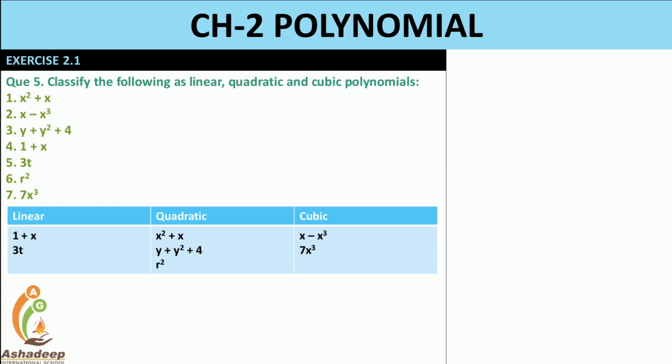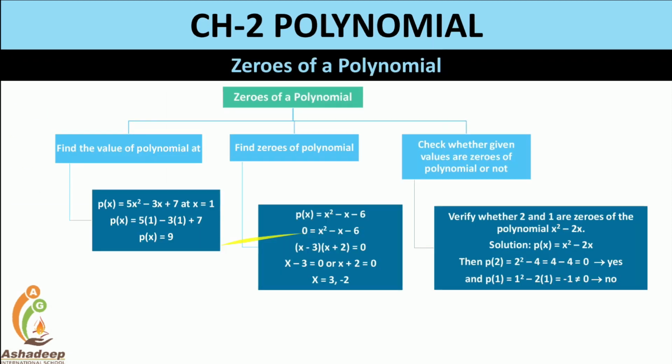Here what is the highest power? 3. So it is a cubic polynomial, right? Here what is the highest power? 2. So it is a quadratic polynomial, right? 1 plus x, the highest power is 1, so it is a linear polynomial. Then r square, the highest power is 2, degree is 2, so it is a quadratic polynomial. Here the highest power is 3, so it is a cubic polynomial. Okay, so this is simple. In this way you need to classify.